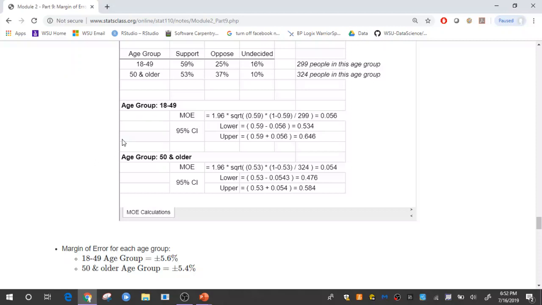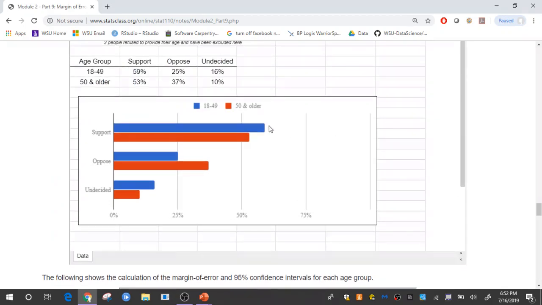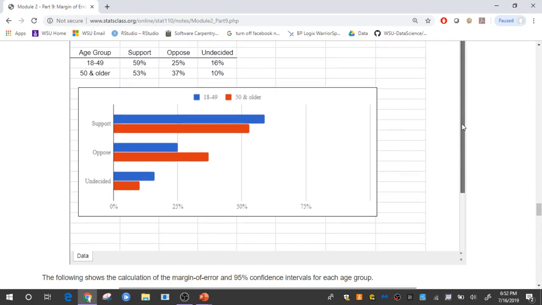Okay, here shows the calculations for those two different age groups. The calculations are identical to what we did up above. I just need to be careful that the number of people in each age group has to be put into this formula, and then obviously the different percentages for the 59% and the 53%. So here I'm obtaining, just for the support, a margin of error value for this blue bar up here and also the red bar here. Those are the two margin of error values that I'm obtaining.